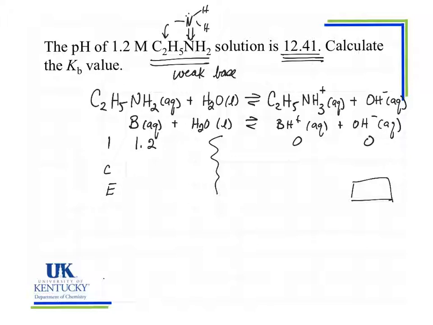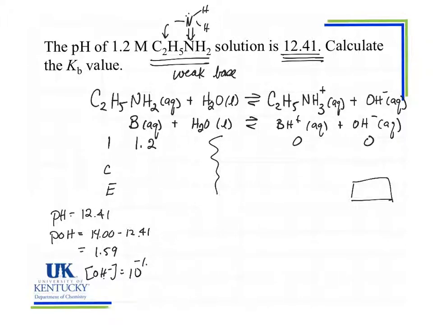So let's get that value. If the pH is equal to 12.41, then the pOH is equal to 14 minus that 12.41. And so the pOH is 1.59. Then to get the OH minus concentration, I'm going to take 10 to the minus 1.59, and that will give me an OH concentration equal to 0.0257. And that can go in here.